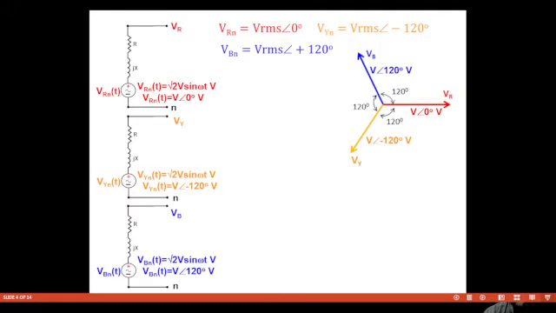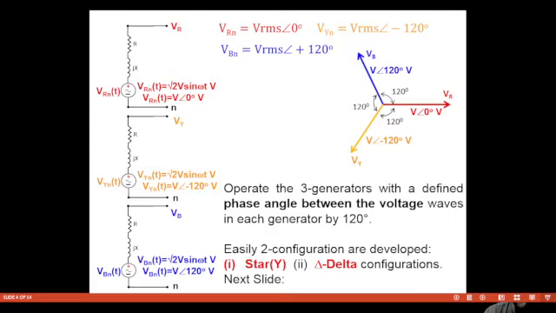The first, red one is at 0 angle, the yellow one is at minus 120 degrees, and the third, blue one is at positive 120 degrees. Now, operate the three generators with a defined phase angle of 120 degrees between the voltage waves of each generator. Easily we can make star and delta configurations.